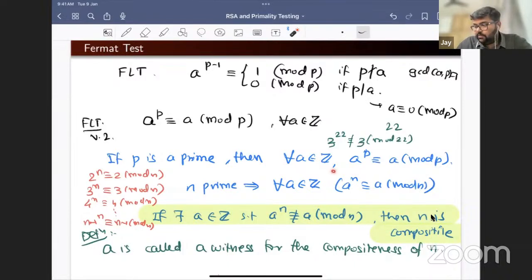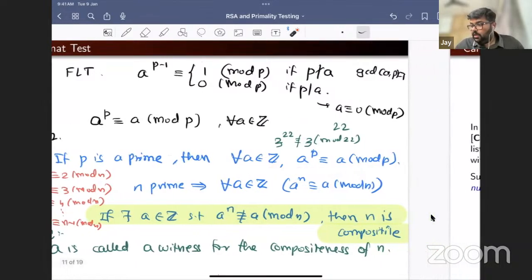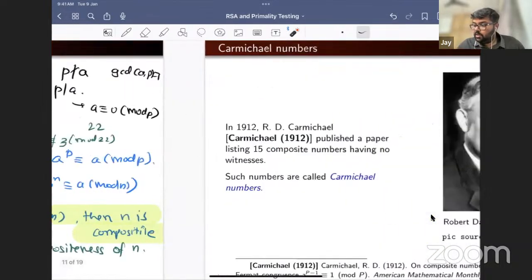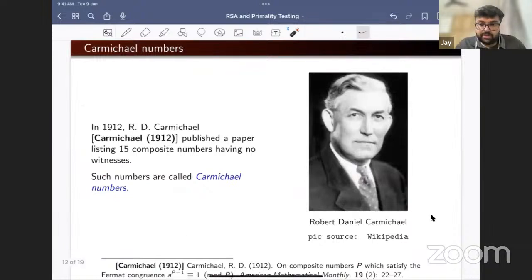But still, if we cannot find a witness, Bob doesn't find a witness, Bob is tempted. There is a very high probability that the number is prime, because if it were not prime, then we could find a witness. But that is not true. Such numbers are called Carmichael numbers. So what are Carmichael numbers? They are composite numbers having no witness.